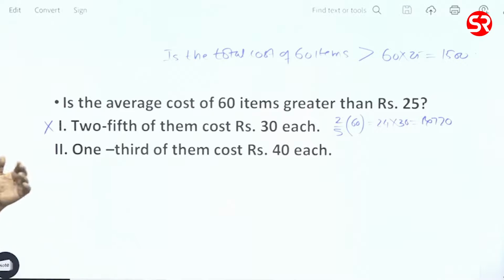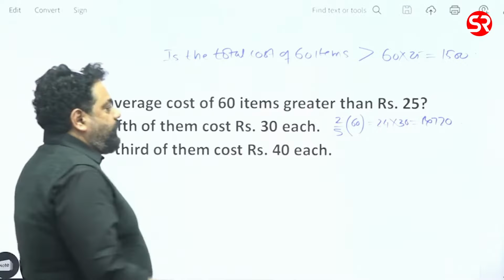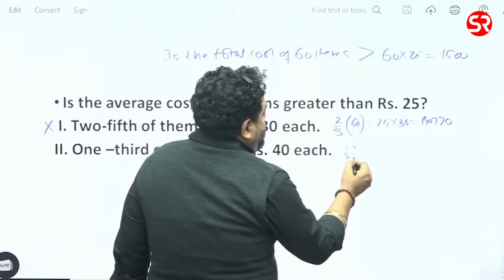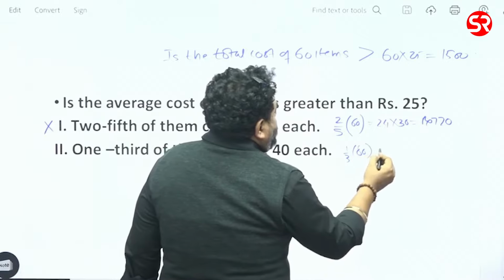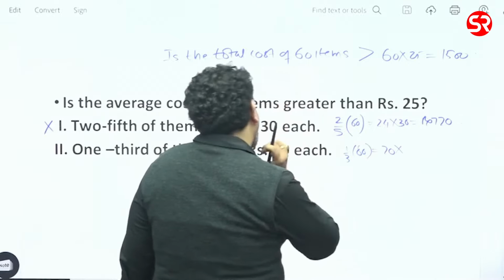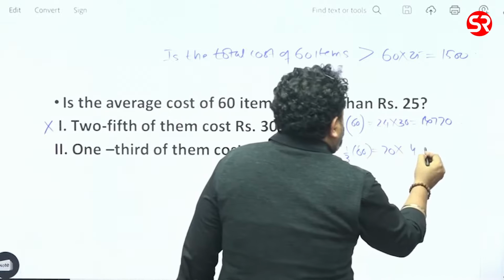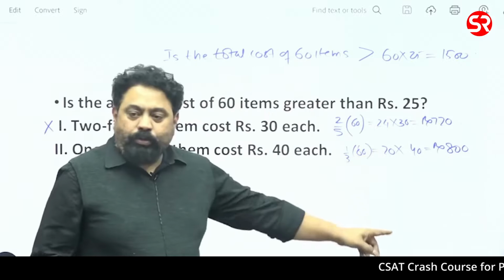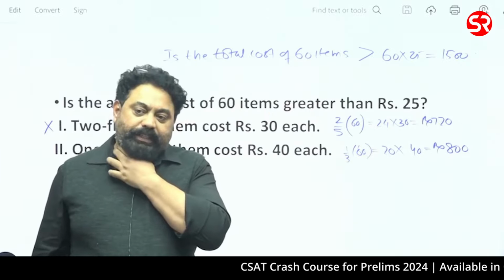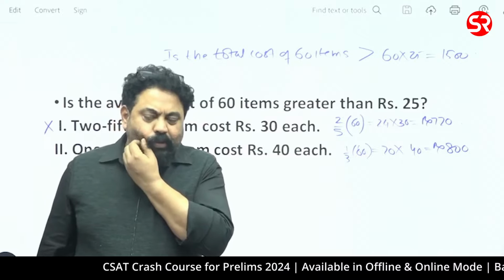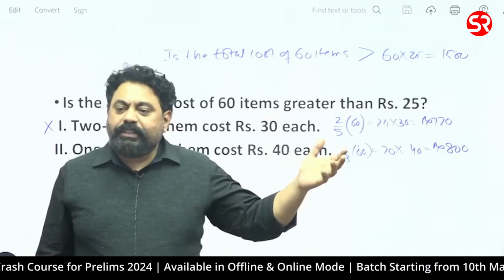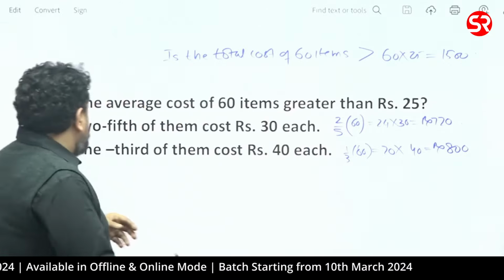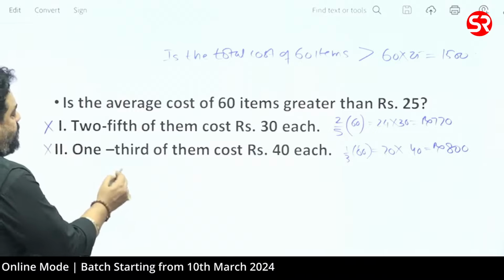Then second, 1/3 of them cost 40 each. So 1/3 of 60 comes out to be how much? 20 into 40 comes out to be how much? Rupees 800. In that case, I do not know about the cost of the remaining 40 items, right? So the total cost I cannot predict, maybe greater than, maybe less than, I cannot say. Cross. 1 plus 2.